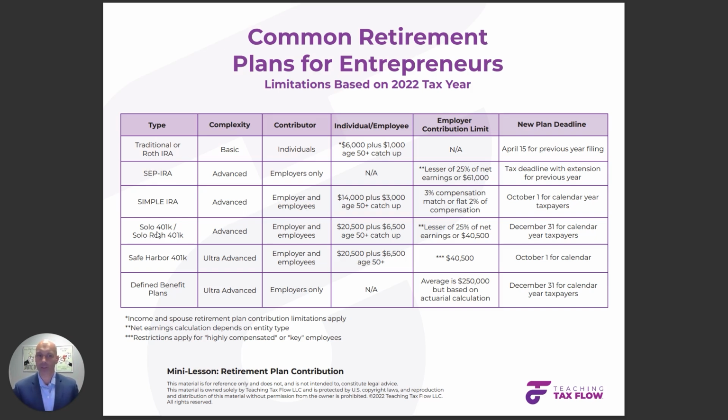Like a solo K has a Roth component. Typically, a safe harbor has a Roth component. But as you work down, you can see there are different complexity levels within different types of retirement accounts and different limits, different contributors. Some are individuals, some are employer only, some are a blend of employer and employee. If you're a taxpayer that has a business and has employees, you're definitely going to want to take a look at the eligibility guidelines for each type of retirement plan.